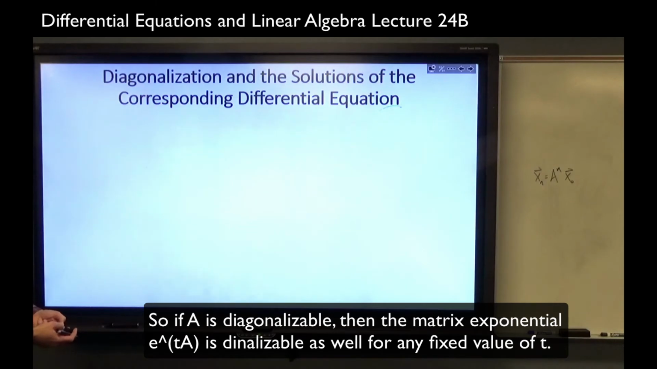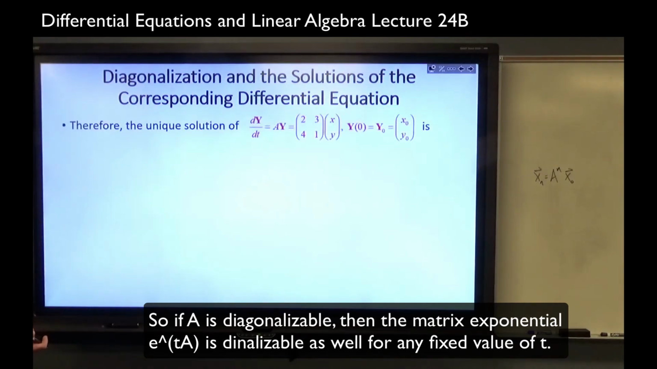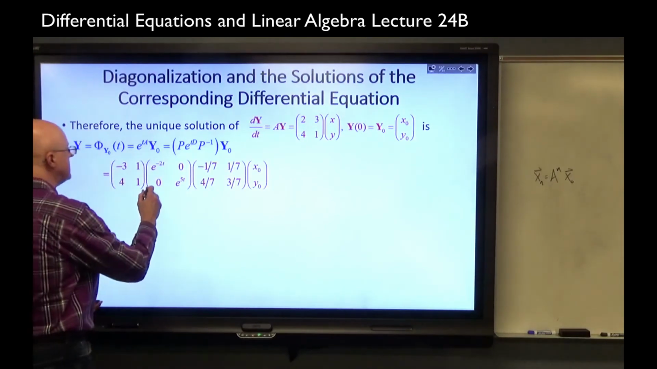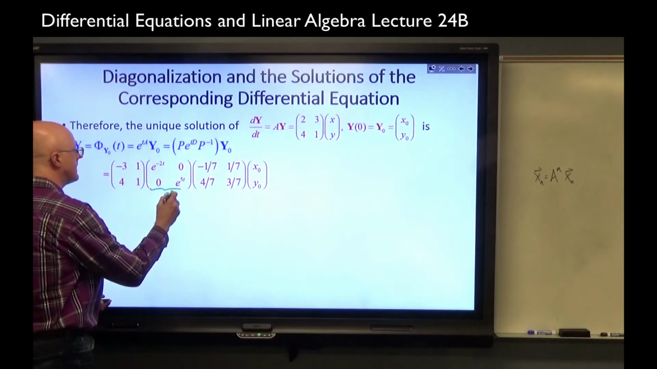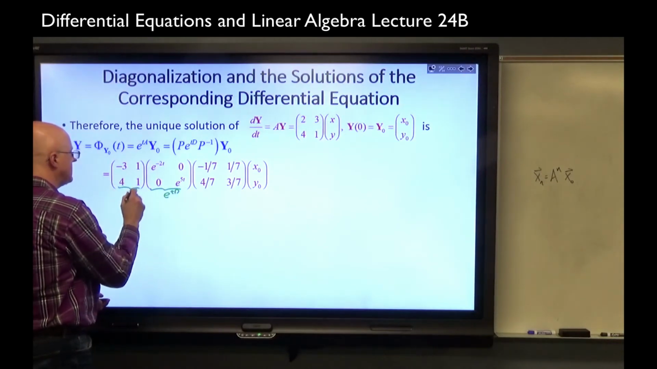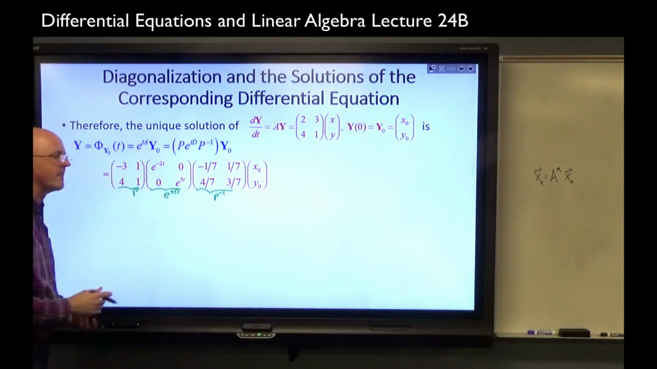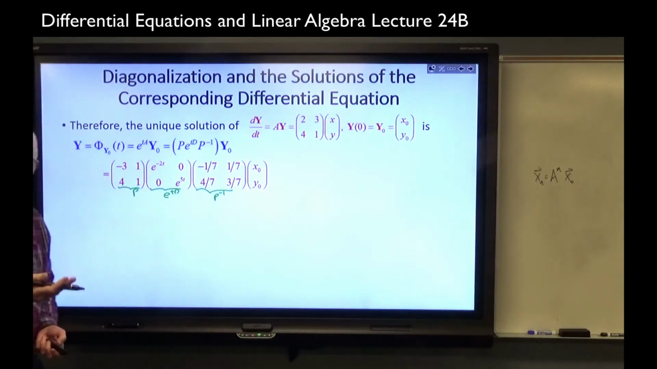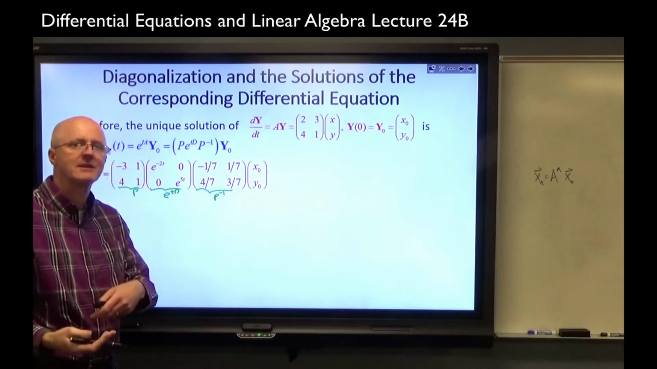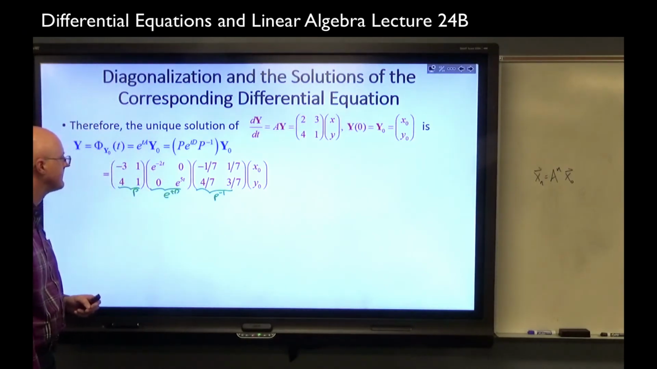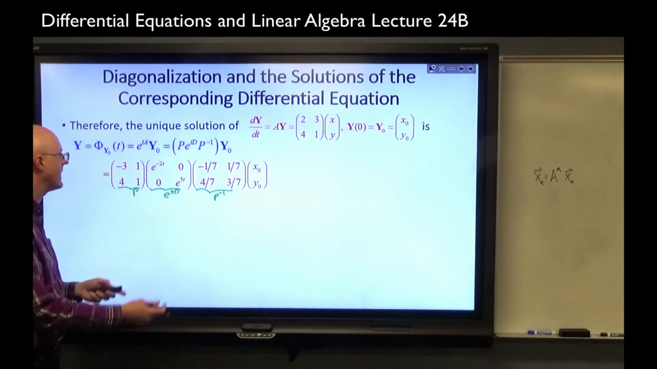How does this work out? Here are the details. Here's e to the tD. There's the matrix P, same matrix as before. There's the matrix P inverse. Same P as before, same matrix A, so it has the same eigenvalues and same eigenvectors. So I create the same matrix P, compute P inverse in this way.